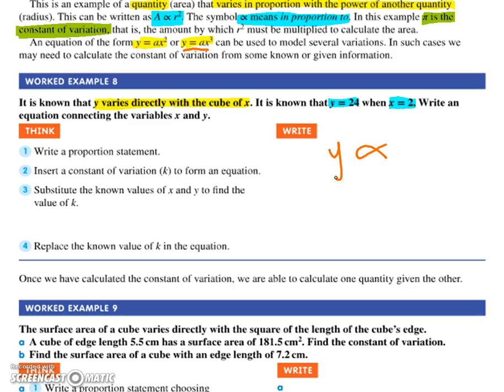It's not to x, it's to the cube of x. So that literally says y varies directly with the cube of x, or y is in proportion to the cube of x. Everyone happy with that? Okay. Now we know we want to get back to this y equals ax cubed. What is a?